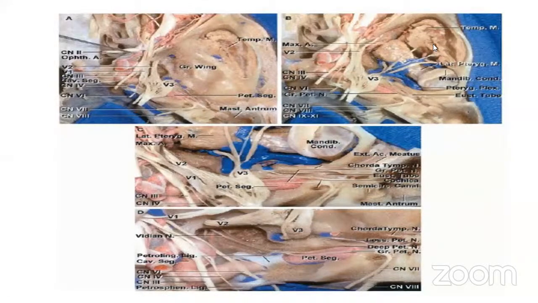Okay, so moving forward, this is another view at the base of the middle cranial fossa. This is the central part, this is the peripheral part. This is the greater wing of sphenoid. Here, the petrous part of the temporal bone or the carotid canal has been de-roofed to show the petrous segment of the internal carotid artery, which is moving forward.